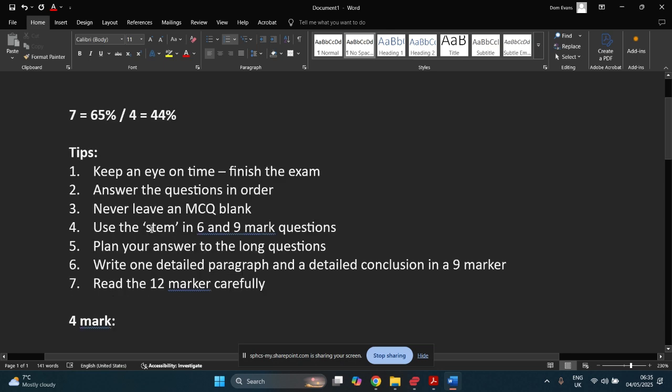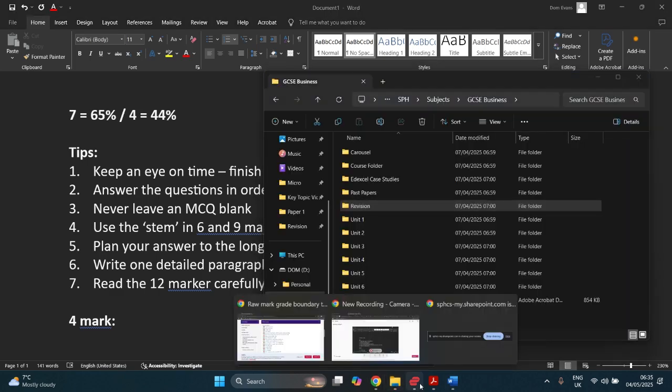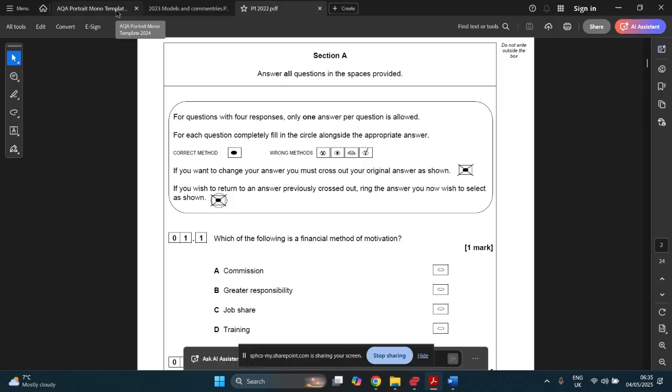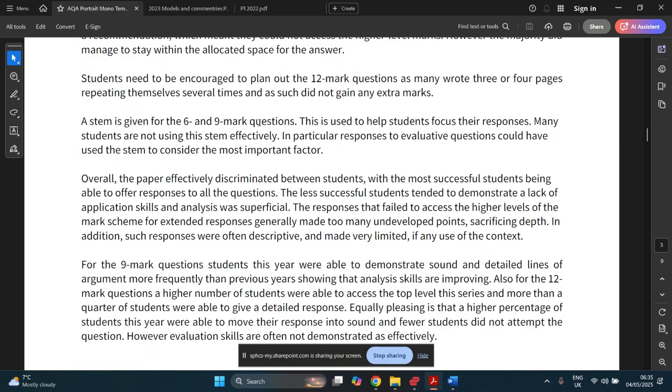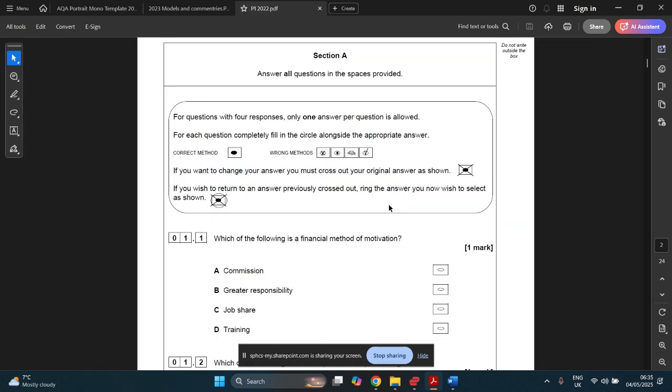Right, use the stem in 6 and 9 mark questions. This document here is the examiner's report from last year. It says a stem is given for the 6 and 9 mark questions. This is used to help students focus their responses. Many students are not using this stem effectively. In particular, responses to evaluative questions could have used the stem to consider the most important factor. Okay, well, let's have a look.